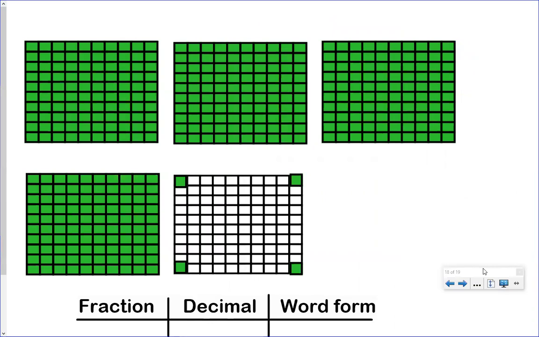Guys, the grids are different, but they're giving me the exact same information. I need a mixed number of what's shaded. I need a decimal of what is shaded.